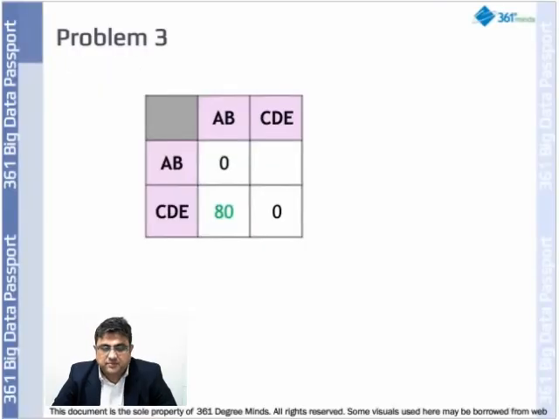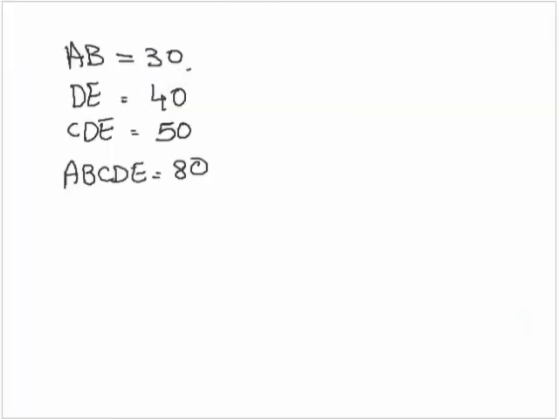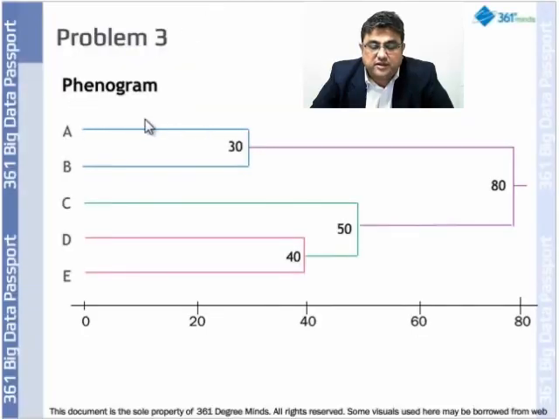The tree diagram. There you see A and B. Let's go to the whiteboard. A and B is 30, which means it's 15, 15. And D and E is 40, so it is 20, 20. You have C and D is 50. So that long green line is 25. That is 25.